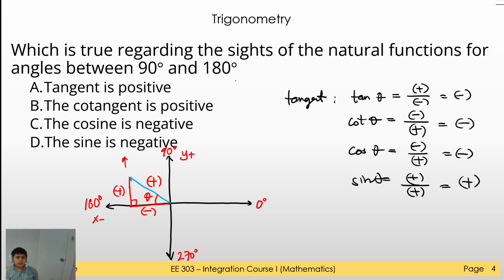So what is the answer here? Tangent is negative, cotangent is negative, cosine is negative, and sine is positive. So therefore, the answer is C.